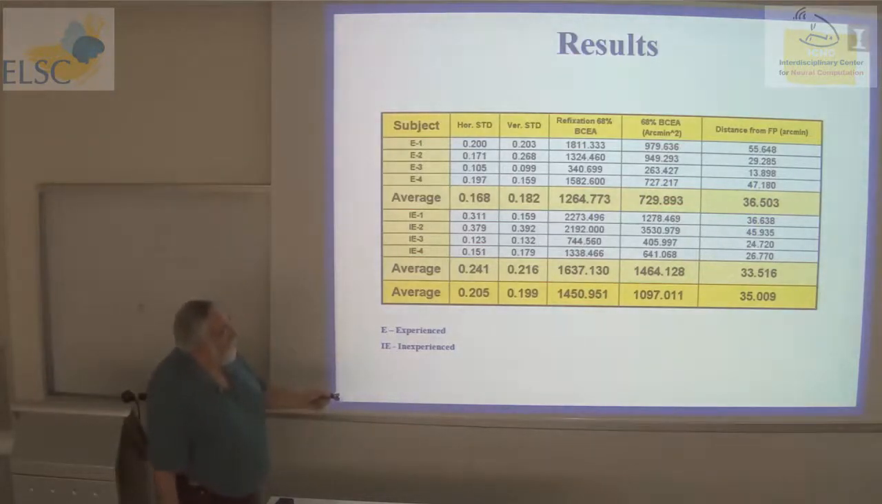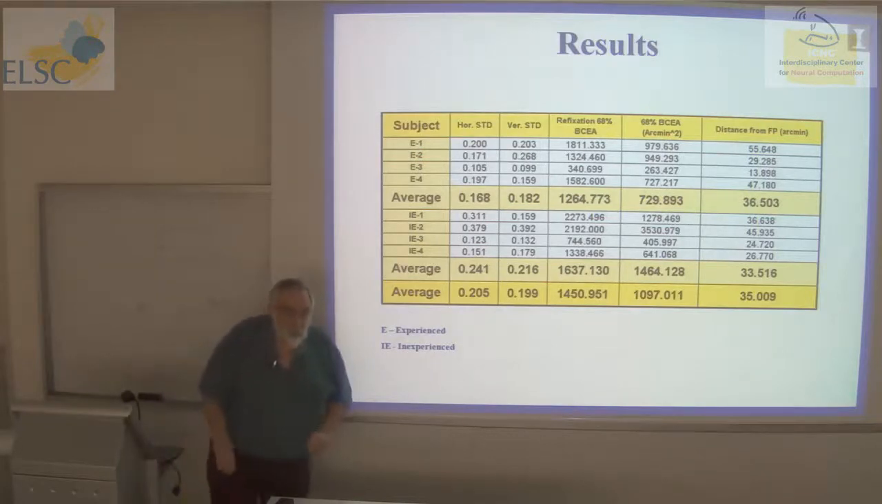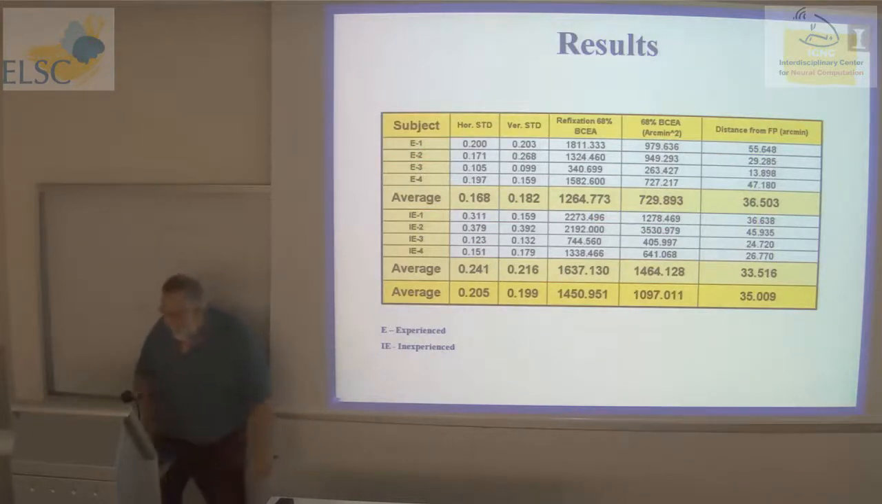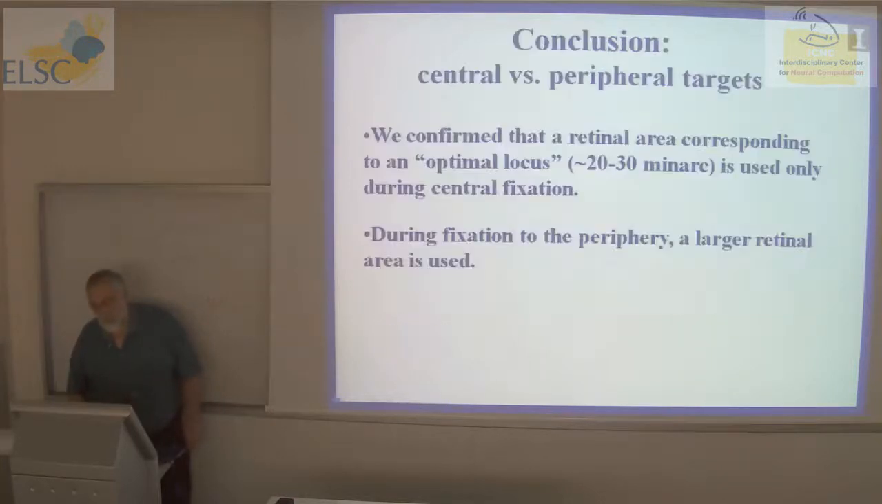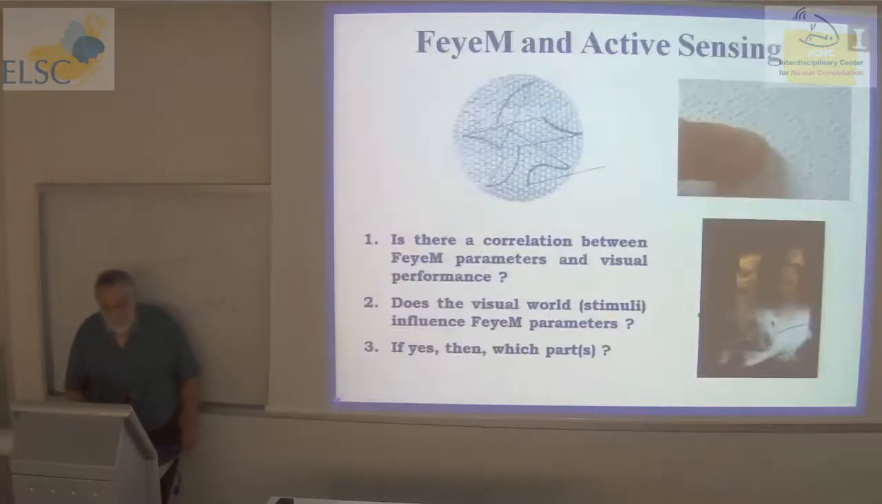So there is a locus of fixation only when the stimulus is straight ahead, 0 degrees in front of you. Every other place in the world, and we didn't measure how far you have to go from that, you use the entire rod-free foveola. So we confirmed that the retinal area corresponds to an optimal locus, and is used only during central fixation, and during fixation to the periphery, a large retinal area is used.